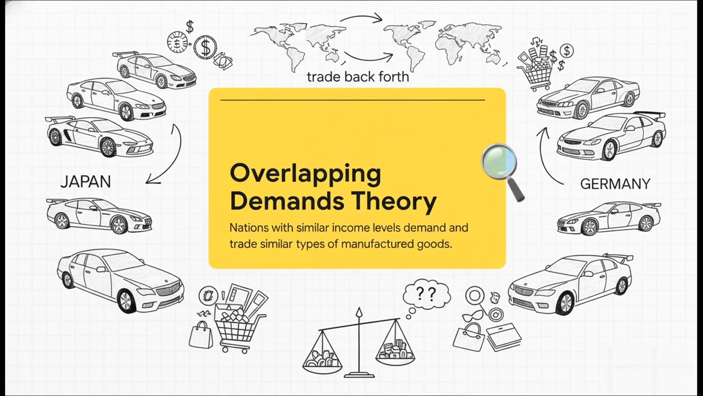Next, we've got the theory of overlapping demands. This one suggests that people in countries with similar paychecks tend to want to buy similar kinds of stuff. So you get wealthy consumers in both Germany and Japan who all want high-end quality cars, so they trade them back and forth. It's not about what resources the country has, it's about what the people want to buy.